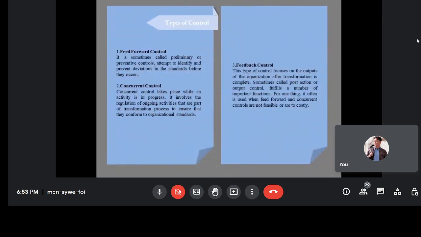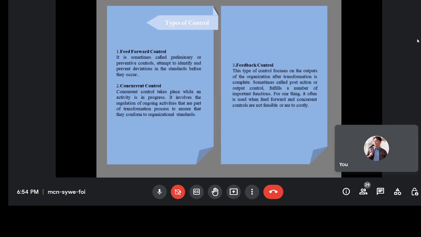Types of control. Number 1, feed-forward control. It is sometimes called preliminary or preventive controls. Attempt to identify and prevent deviation in the standards before they occur. Feed-forward controls focus on human, material, and financial resources within the organization. Number 2, concurrent control. Concurrent control takes place while an activity is in progress. It involves the regulation of ongoing activities that are part of the transformation process to ensure that they conform to organizational standards. Concurrent control is designed to ensure that employees' work activities produce the correct result.